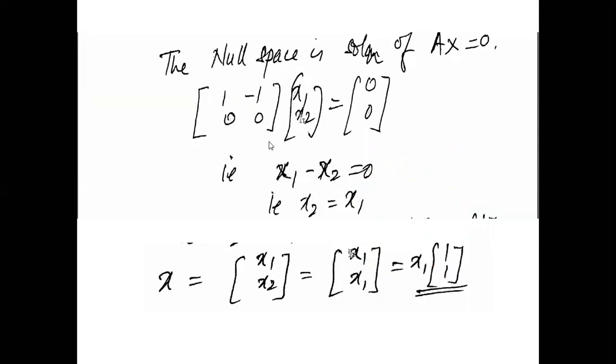So you'll have x1 minus x2 equal to 0, and from that x2 just turns out to be x1. Therefore, the value of x is equal to x1 and x2, and since x2 we have found is equal to x1, we can write this matrix as x1 x1, and the value of x1 will just be 1 and 1. So that's how we can find the null space.